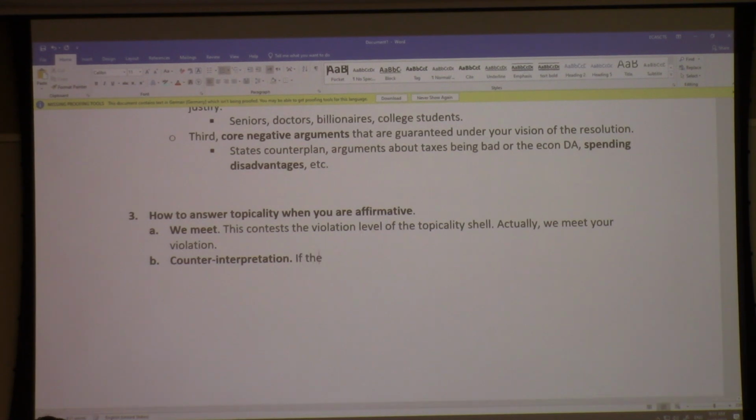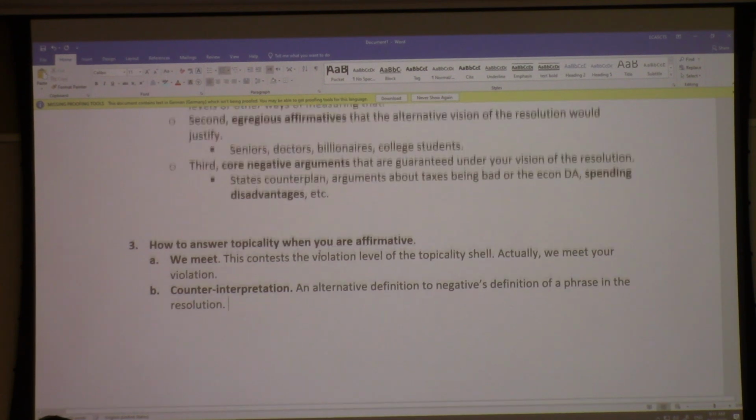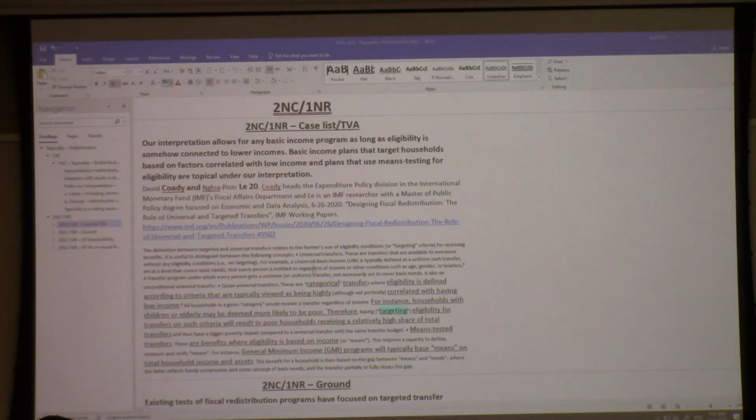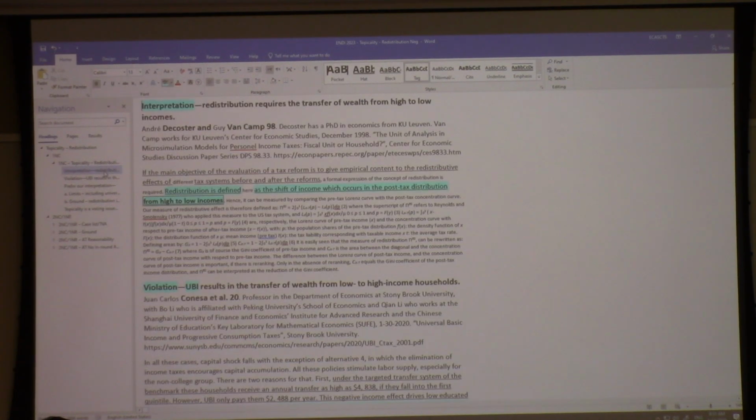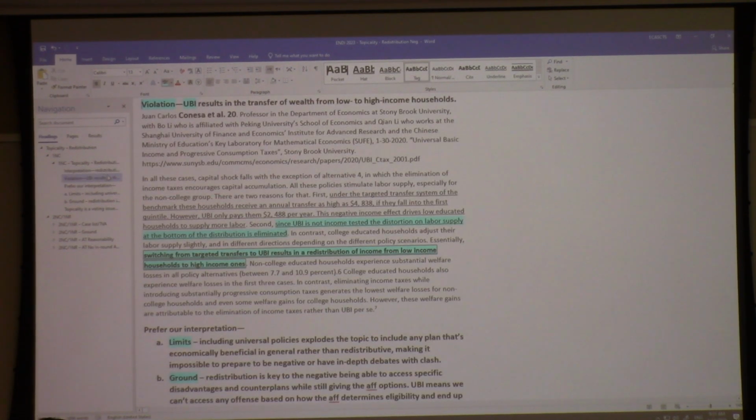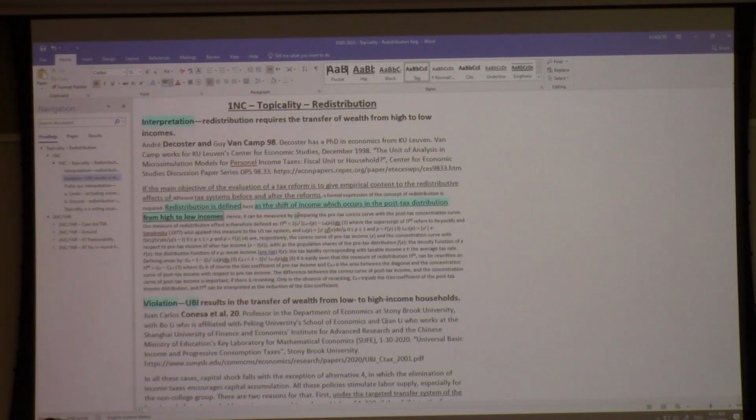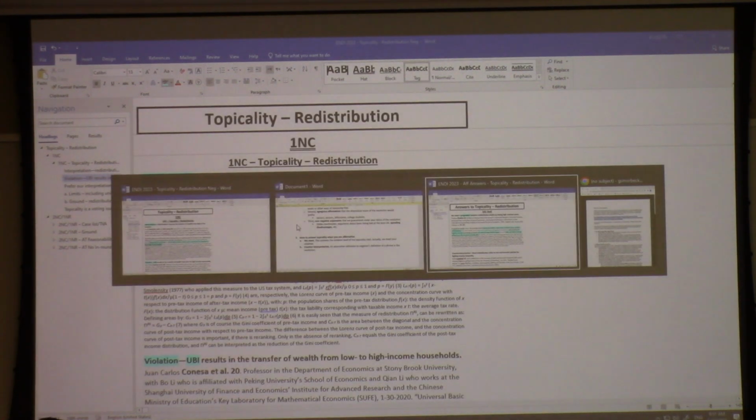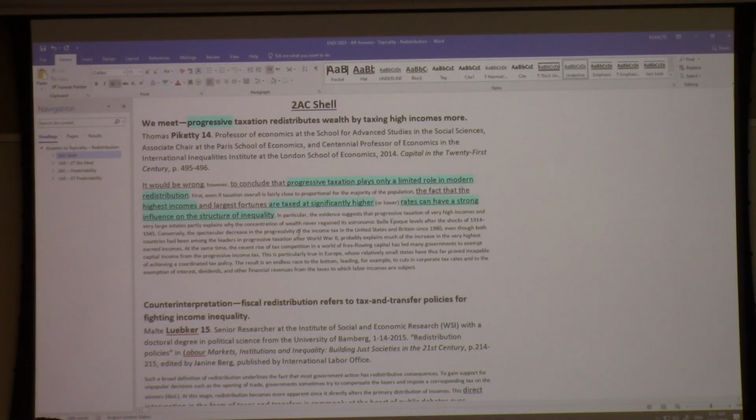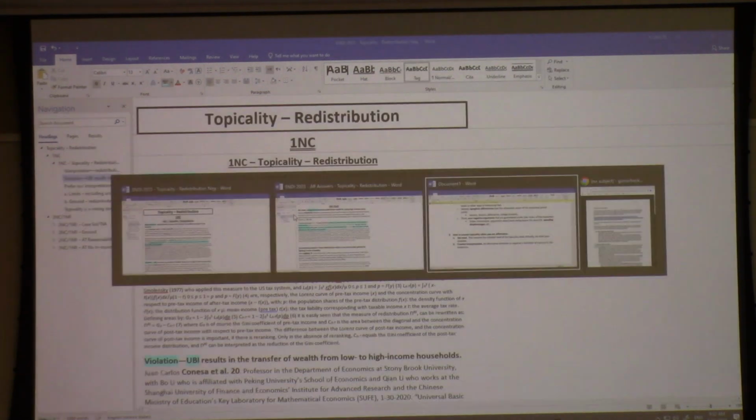So if they define a word, this is an alternative definition to the negative's definition of a phrase in the resolution. And the thing that I want to drive home about counter interpretations is that if the negative defines a word in the resolution, you, the affirmative, always need to counter define the same phrase that the negative is defining.